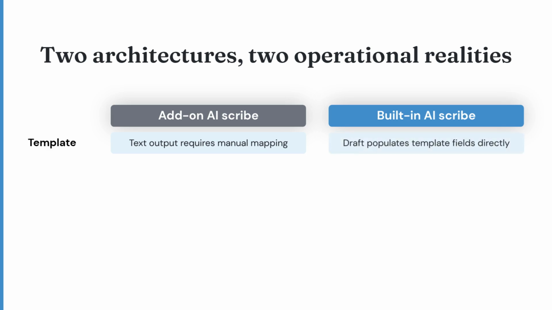A built-in AI Scribe generates its output directly inside the template. The presenting concern field is populated. The interventions field is populated. The plan field is populated. The clinician finds a structured draft already mapped to their documentation standard, not a paragraph they need to reformat and distribute across fields themselves.